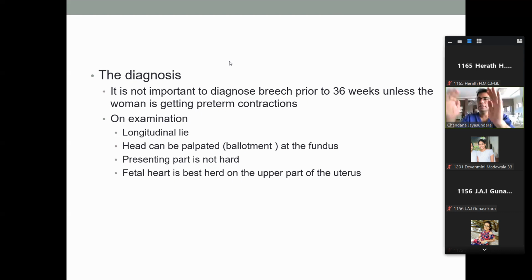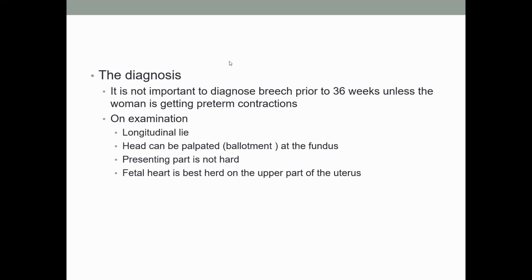So you can see me. Ballottement is something like this. Say you have a ball, this ball in between. If you do it like that, this is called ballottement. Normally you will get the ballottement only when the head is in the upper pole or a very much unengaged head in the lower pole. Otherwise, ballottement won't be there in an engaged head, right?